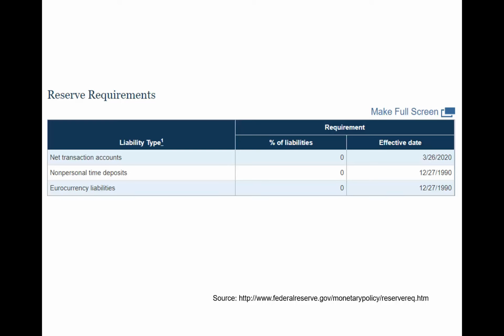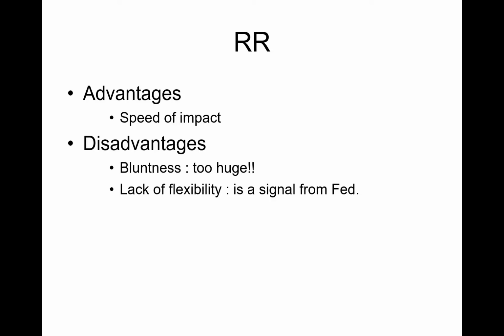Required reserve ratio has certain advantages, like it's fast, and its disadvantages, because it's fast, it's also too blunt. It materially impacts banks in real time. And it's also not very flexible. It's just a blanket mandate from the Fed, which the banks must follow. So it's a blunt signal from the Fed.